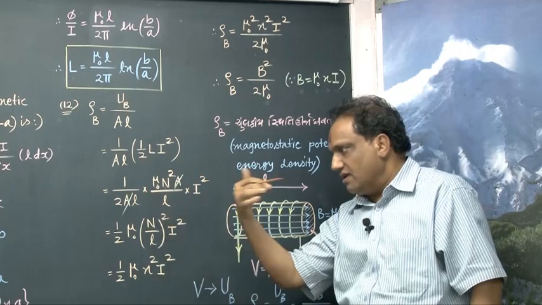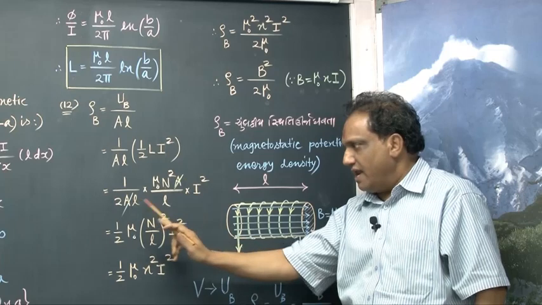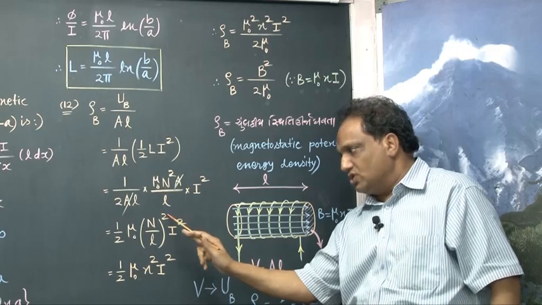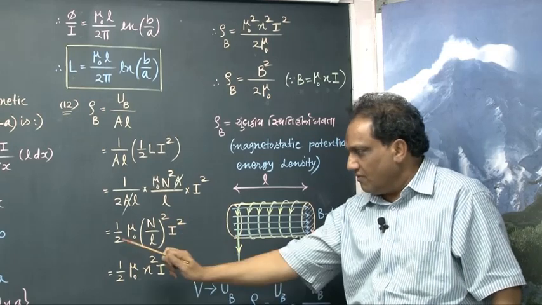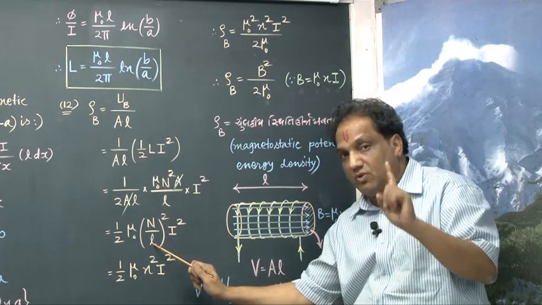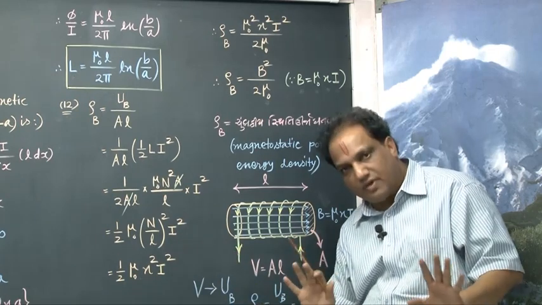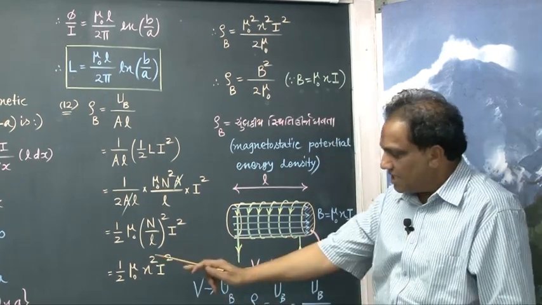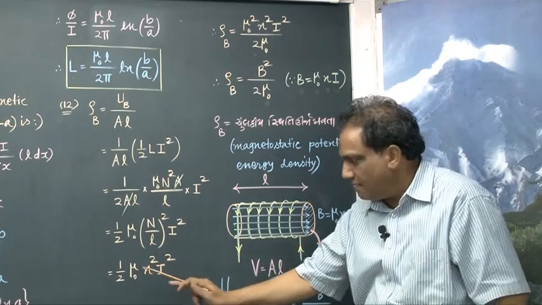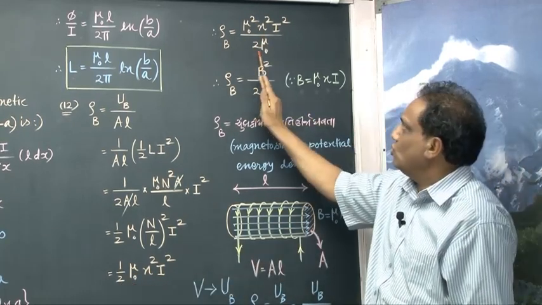Now this A and A will cancel. So 1 by 2 mu 0 n square upon L into L, that is L square. N square upon L square means N upon L whole square, into i square. One by 2 as it is, mu 0 as it is. N upon L, the number of turns per unit length, is shown by the symbol small n, so it is n square into i square. Just multiply numerator and denominator by mu 0. Then in the numerator it is mu 0 square, and in the denominator 2 mu 0.